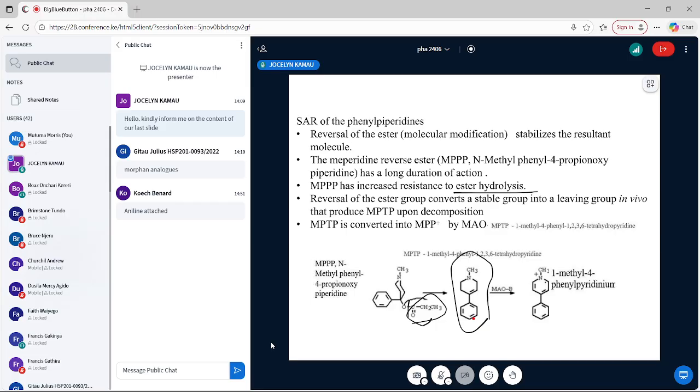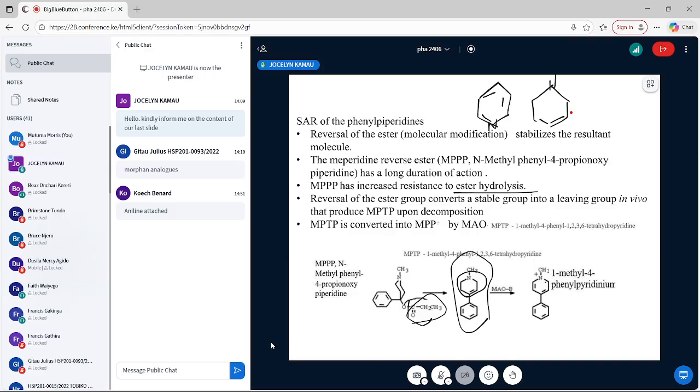This compound is just slightly different. The other one was MPPP. This one, if you look at it, is no longer piperidine. Once it acquires one double bond, we now name it as a derivative of pyridine, no longer piperidine. So if you look at that compound, it has acquired that double bond there.